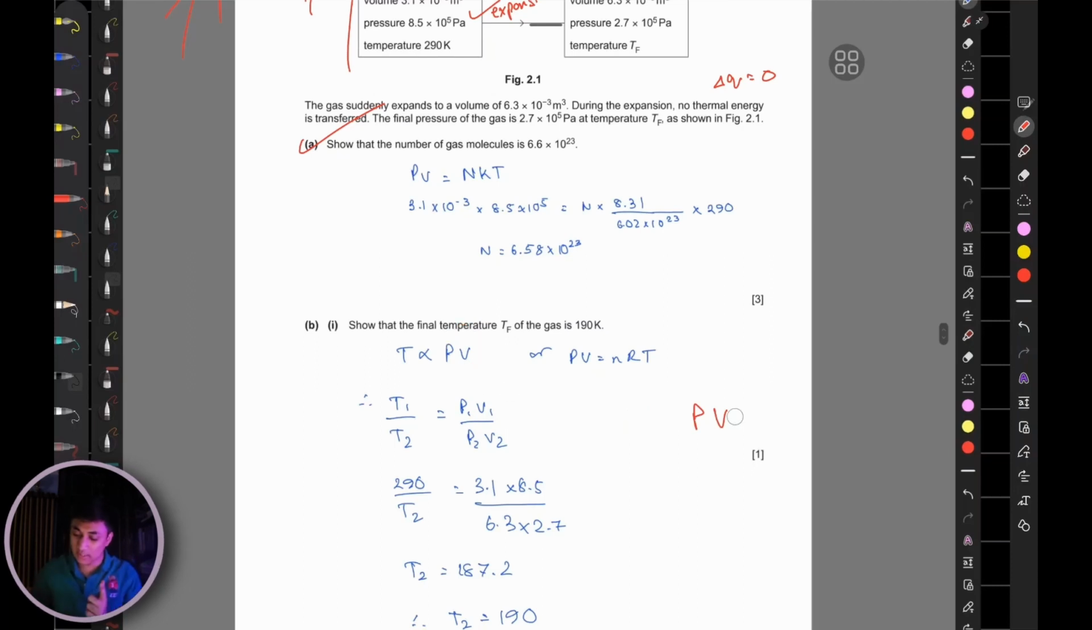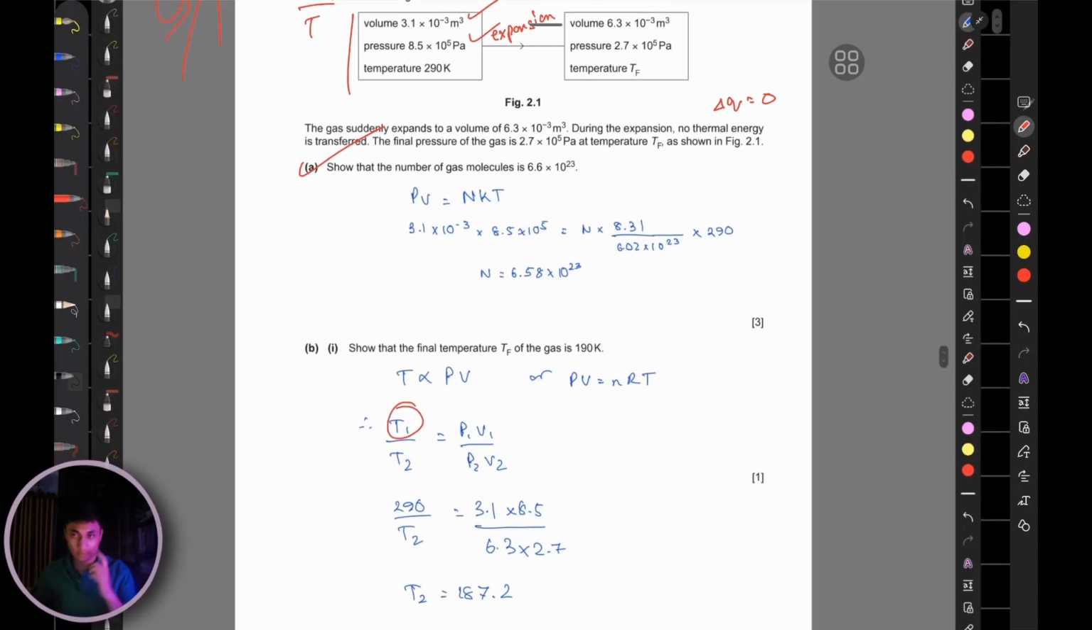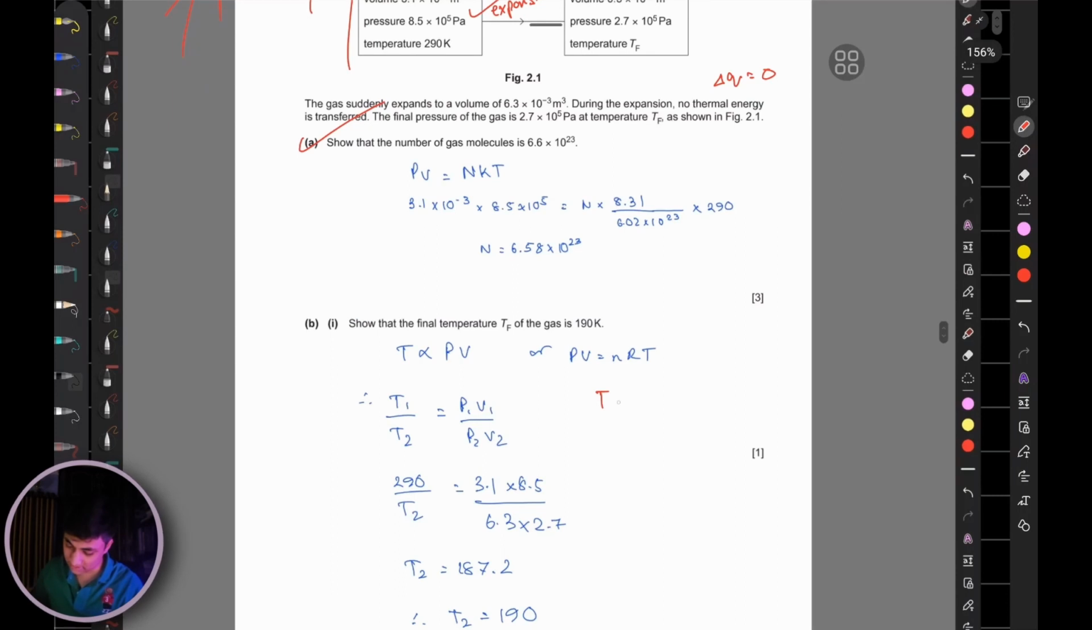So you know that. Therefore, my T1, initial temperature, is proportional to the product of initial pressure and volume, right? Divided by my final temperature, which is also proportional to my product of new pressure and new volume, right? So, I'm dividing the proportionalities. T1 is proportional to P1 V1 divided by T2 is proportional to P2 V2. Whatever constants there are in between. So if there was a constant over here and a constant over here, it gets cancelled off.